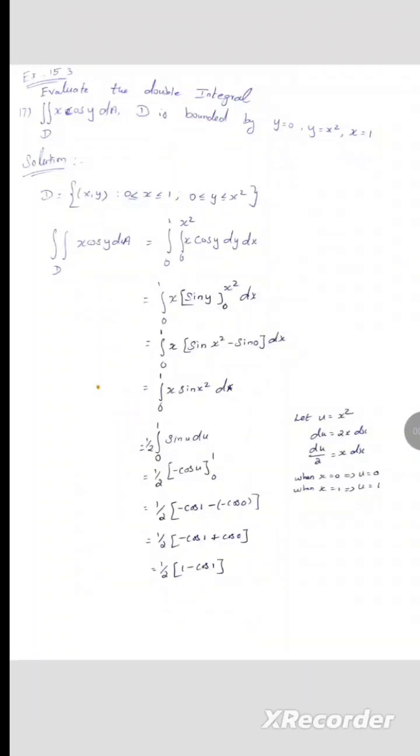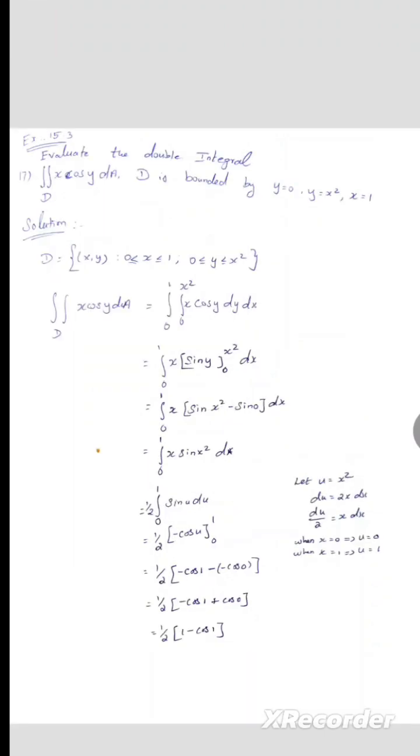Hello students. Today we will see one exercise problem in solving the double integral. This is a problem in exercise 15.3 in Stewart Calculus book, and this is the problem. Evaluate the double integral over D of x cos y dA. D is bounded by y equal to 0, y equal to x squared and x equal to 1. These are the boundaries of the region D.